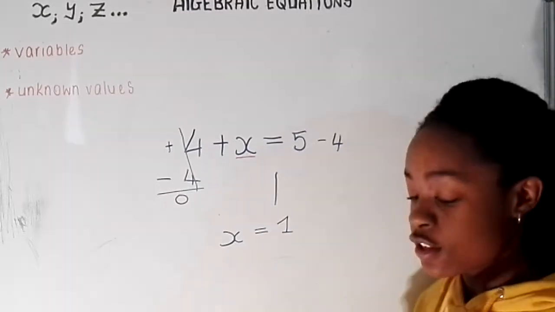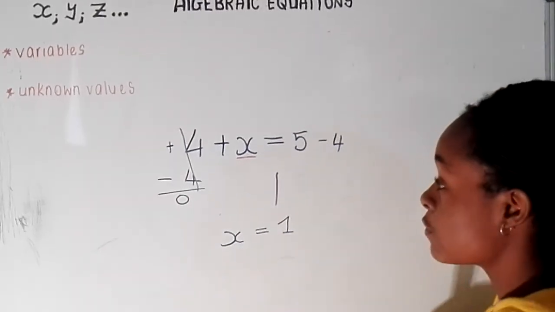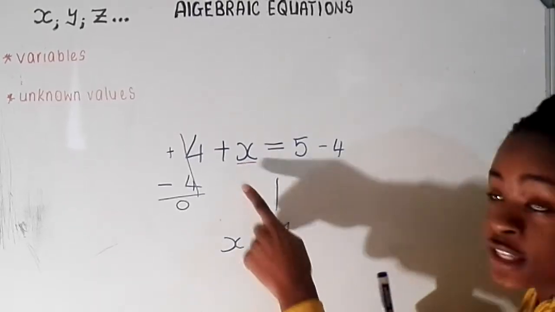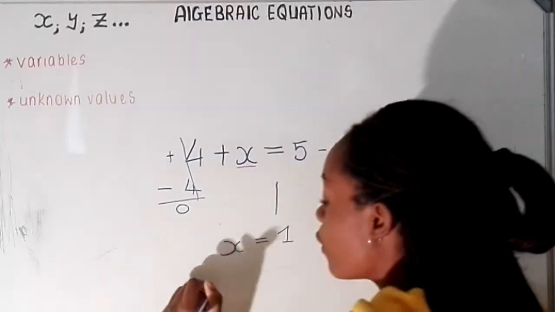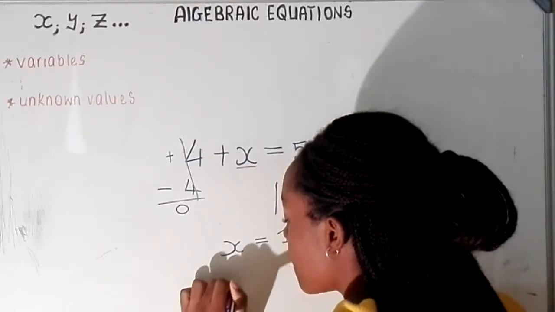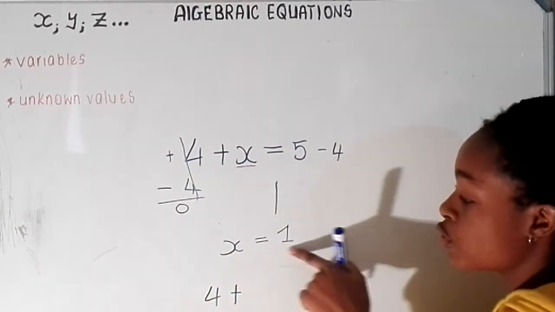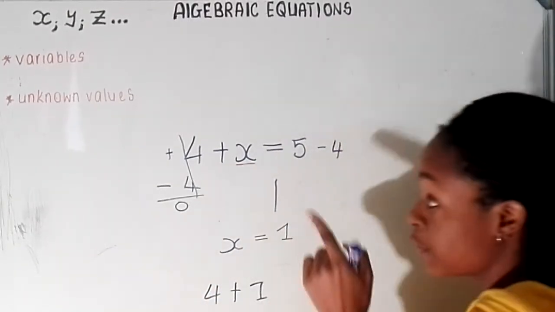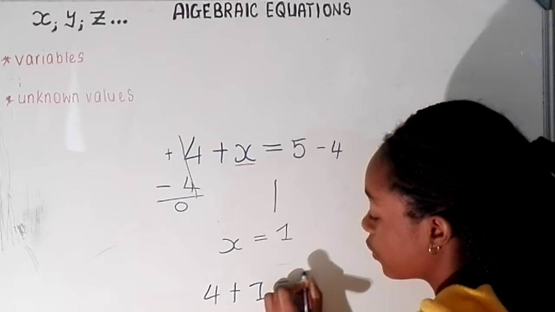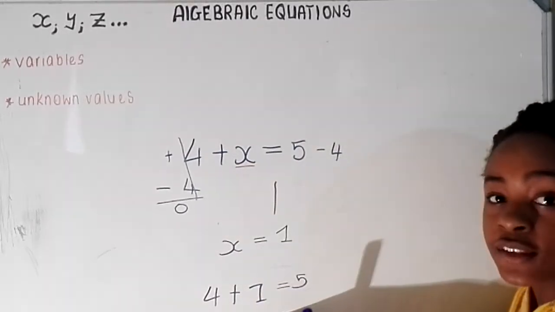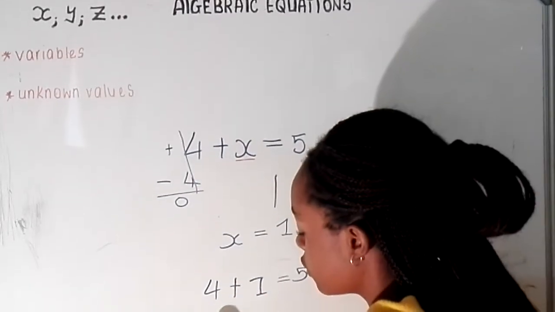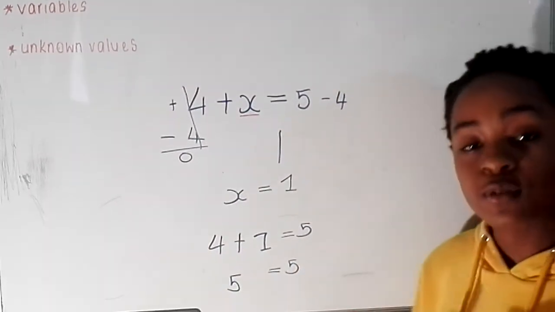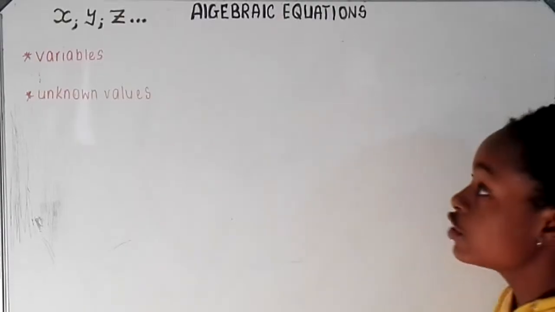So we can check for this answer. Now that I know the value of x, which is 1, I can substitute it into my equation. So I'll have 4 plus 1, because we know the value of x, which is 1, must give me an answer of 5. Okay? 4 plus 1 gives me 5. So 5 is equal to 5. So this equation is balanced and this equation is true. Let's try this example.